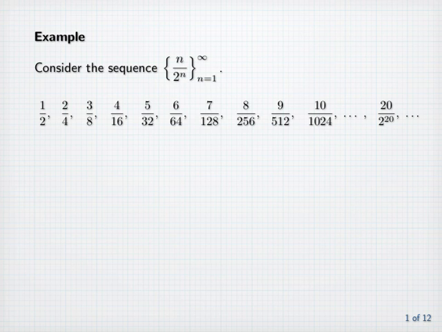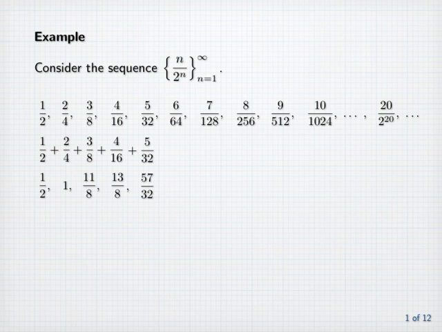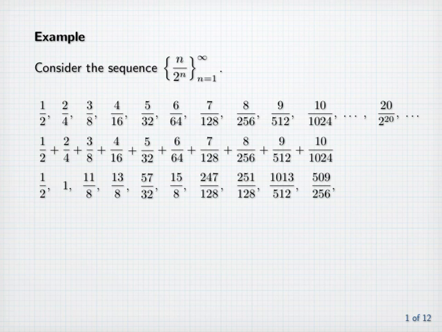Now let's create a different but related sequence by keeping a running total of the terms of this sequence. We'll begin with 1/2, and then add 2/4, which gives us a total of 1, then add 3/8, which gives us 11/8, adding 4/16 gives us 26/16 or 13/8, adding 5/32 gives us 57/32, and so on. In fact, if we continue this until we've added up the first 20 terms, we'll have a sum that equals 1.99998 when rounded to 5 decimal places.